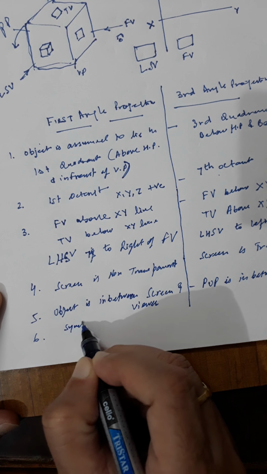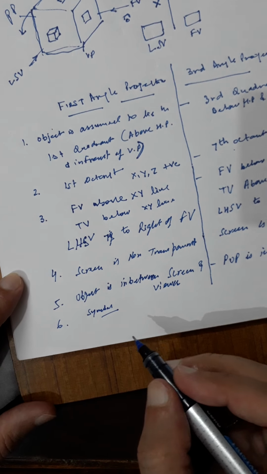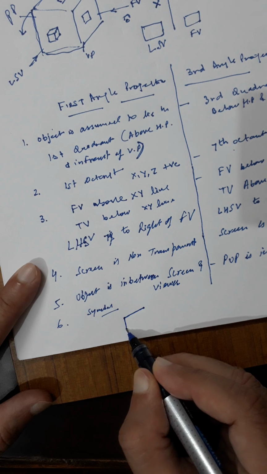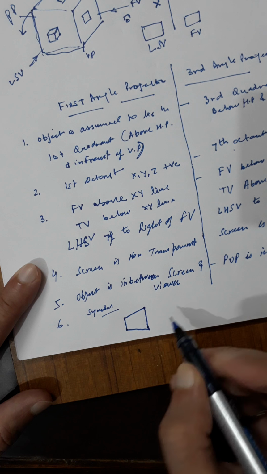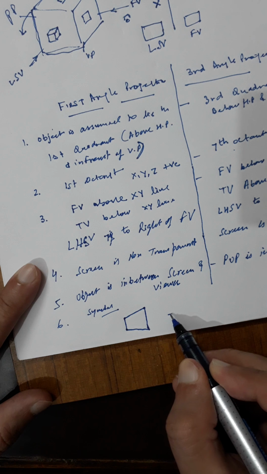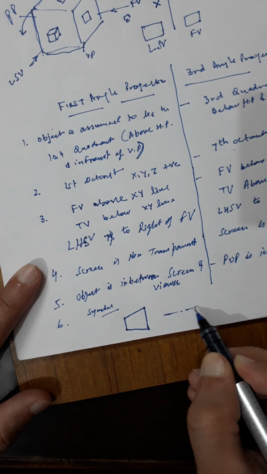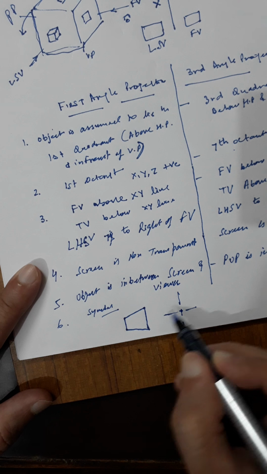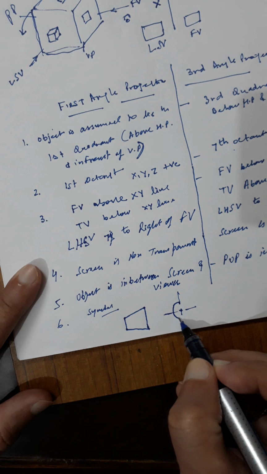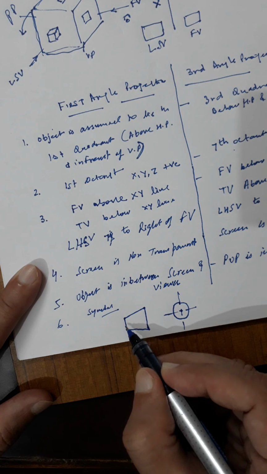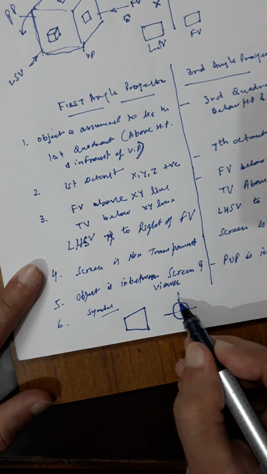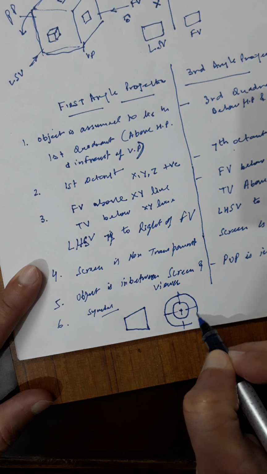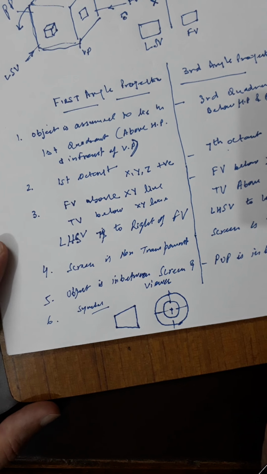And the last thing I would like to add is the symbol of the first angle and the third angle projection. The symbol of the first angle projection is this one. So this is the symbol of the first angle projection. I will discuss this in detail as well. The inner circle belongs to this diameter. The outer circle belongs to this diameter. Okay, this is the symbol of the first angle projection.